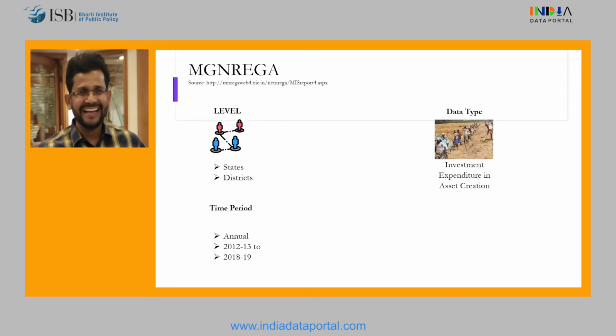After the PM Kisan, we have the MGNREGA data at present. As all of you know, MGNREGA has very big information, and its MIS database is quite large. At present, we have only the investment in asset creation data, and this data is available for 2012 to 2018. We have the data at state and district level. More and more data on MGNREGA we are going to include in the future.